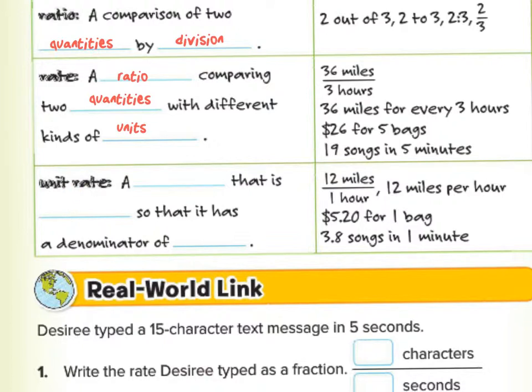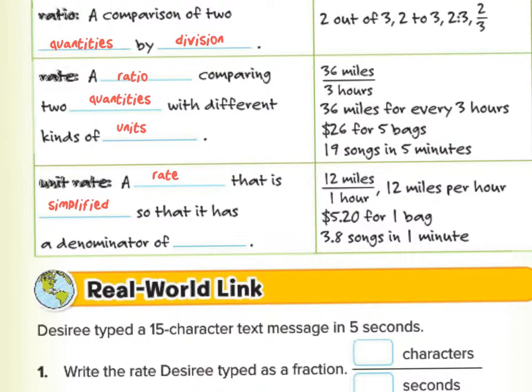Unit rate is when we bring it down to 1. You notice here how I did 36 and 3. I found the greatest common factor, which is 3, and 3 into 12 here, and 3 into 3 here, so 12 and 1. You see it? 12 and 1. That would be bringing it down to 1. So a unit rate is a rate that is simplified so that it has a denominator of 1.